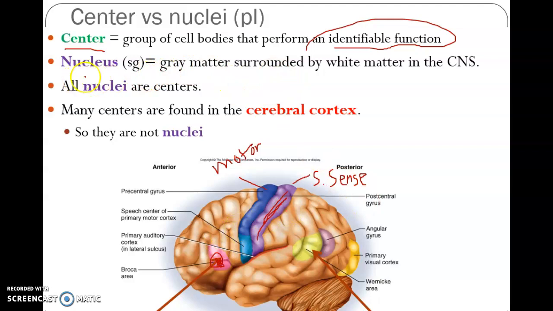A nucleus is gray matter surrounded by white matter. All nuclei will be centers. So the centers from the other screen, that was the putamen, the basal ganglia, the basal nuclei, those all have identifiable functions. Now out here, these centers, the primary somatic sensory area, primary visual cortex, Wernicke's area, I just like saying Wernicke, those are all in the cortex, so they would not be nuclei. So all nuclei are centers, but not all centers are nuclei. So many centers are found in the cerebral cortex.